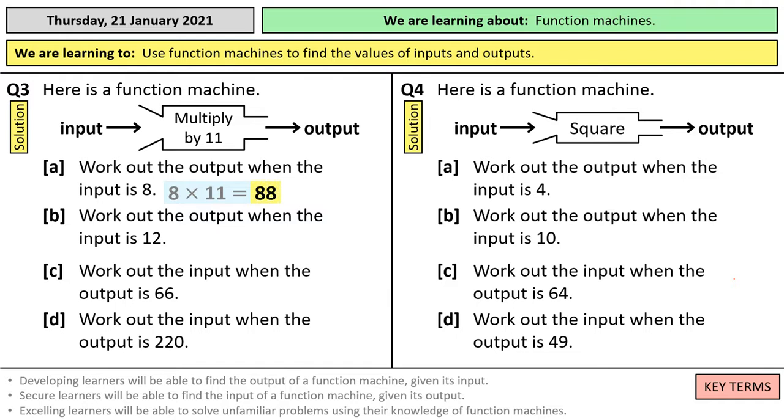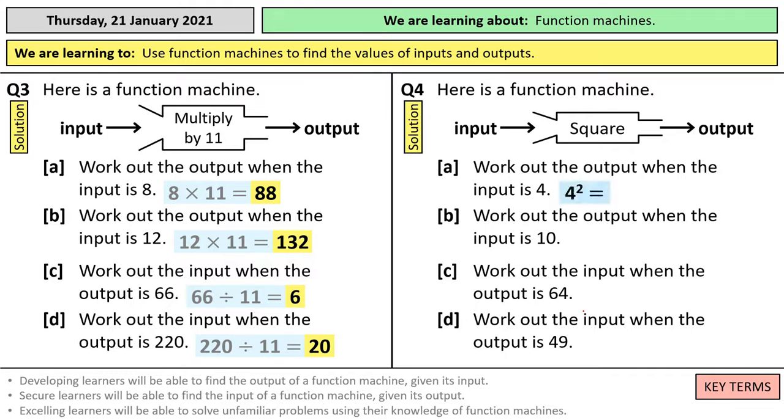For question 3, the answers would have been 88 for 3A, 132 for 3B, 6 for 3C, and 20 for 3D. Question 4, here we're squaring, so remember we did square, so we have to do the opposite, which is square root, when it comes to questions C and D. For question 4A, 4 squared gives us an answer of 16. B, 10 squared gives us an answer of 100. Now do the opposite, so we're square rooting 64, giving us an answer of 8. And then question D, square root of 49, giving us an answer of 7.